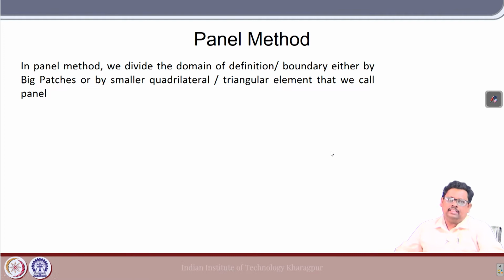In the last class I said that in the panel method we divide the domain of definition or boundary either into big patches or into smaller quadrilateral or triangular panels, right. But we really did not realize what I tried to say. So, today we very carefully try to understand these statements. When I say that in this panel method we divide the domain of definition or the boundary, what does that mean?